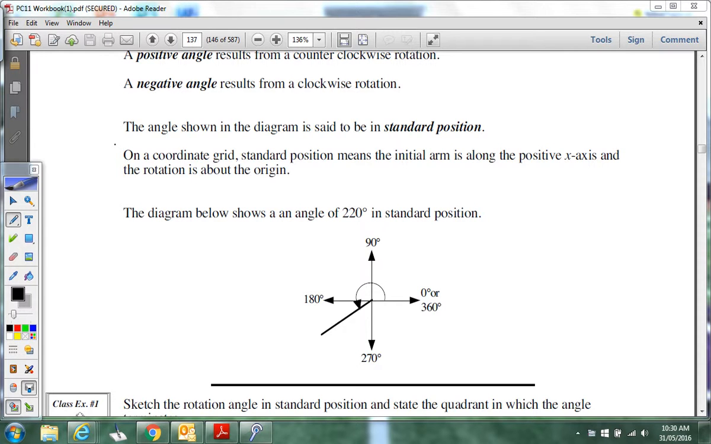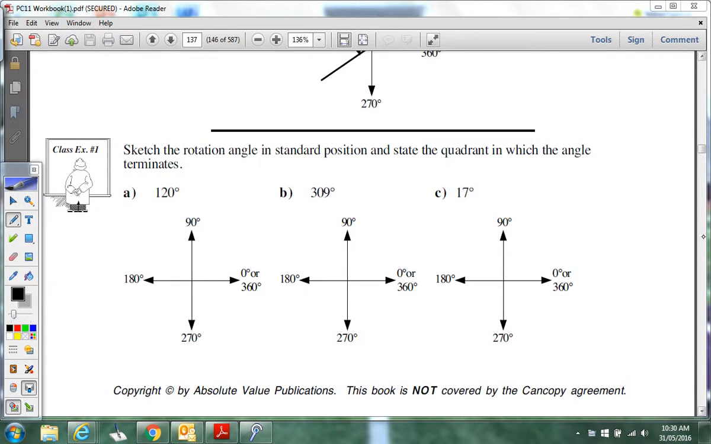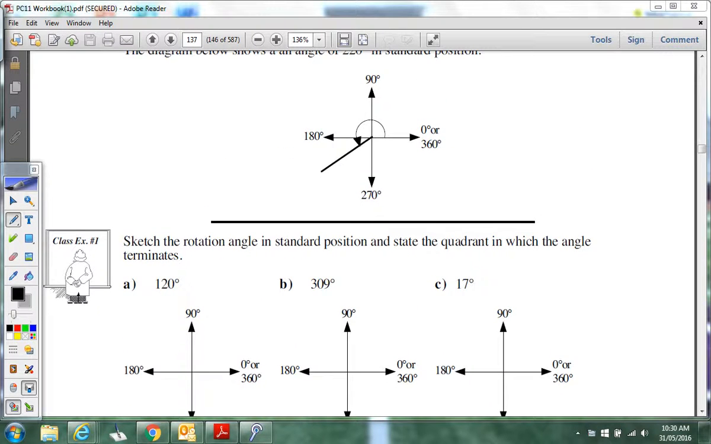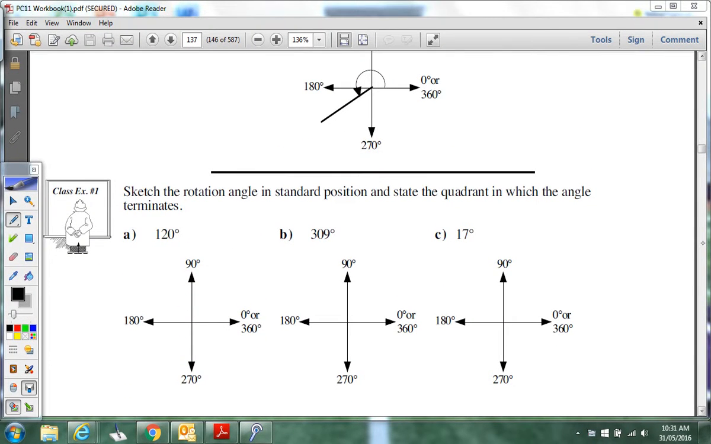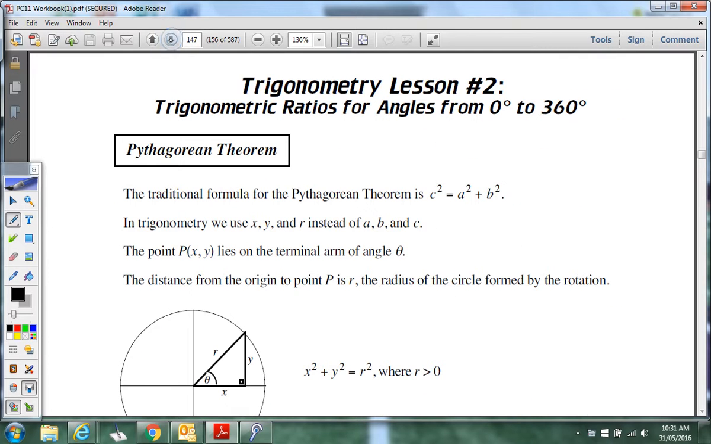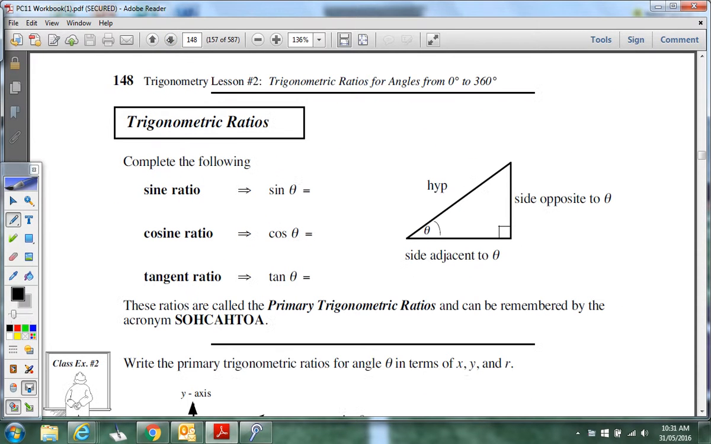All right, so we're going to talk about now trig ratios. This thing is really, where am I at now? Oh, wow. On the wrong page. Okay, so we're going to talk about trig ratios.